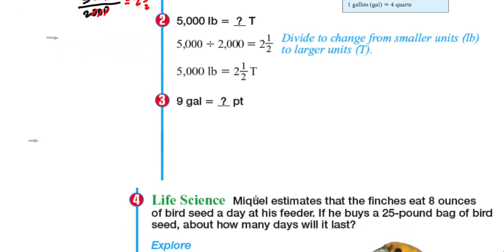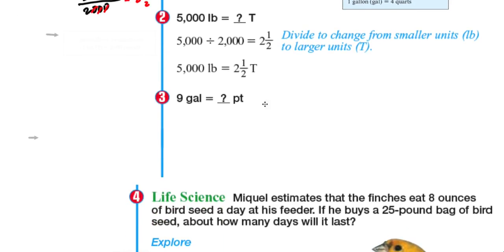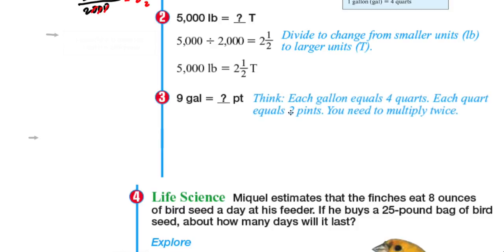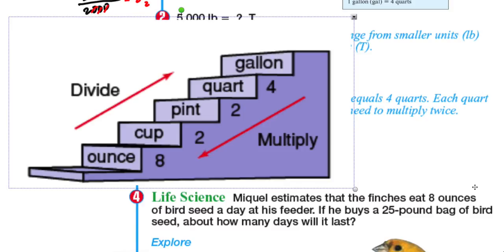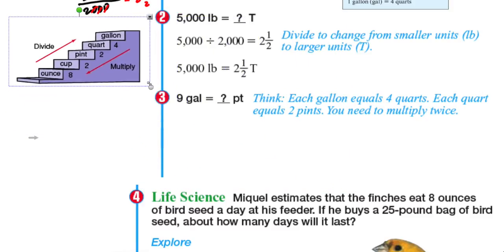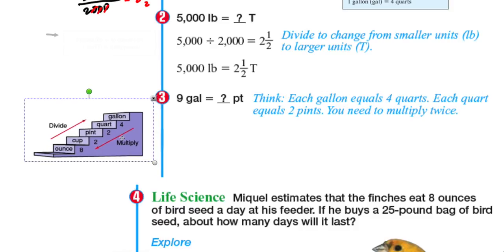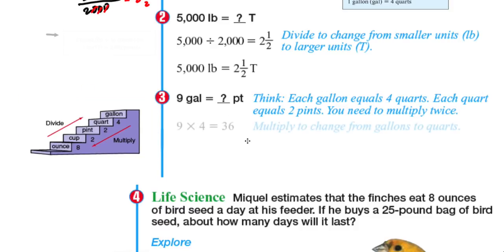Okay, here we go. 9 gallons equals how many pints? Again, we think each gallon equals 4 quarts, each quart equals 2 pints. And if I paste my staircase here, obviously that's going to be too big, so we make it smaller, put it on the side right here. So each gallon equals 4 quarts, each quart equals 2 pints. We want to go from gallons to pints. Look at this carefully because this is very interesting.